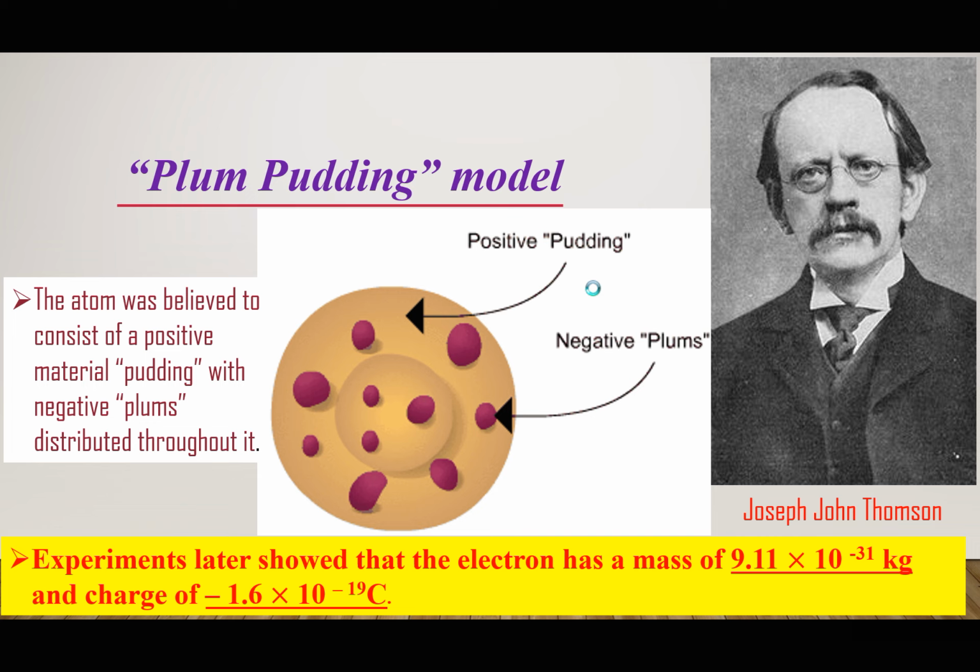So this was the first model of the atom, which we are calling the plum pudding model. An atom is made up of a positively charged material, which we call the pudding, with negatively charged particles, which we call the plums, distributed throughout it, making the atom neutral in nature. So questions started rising.